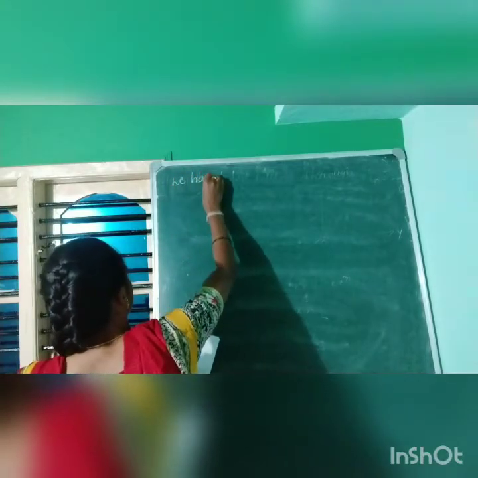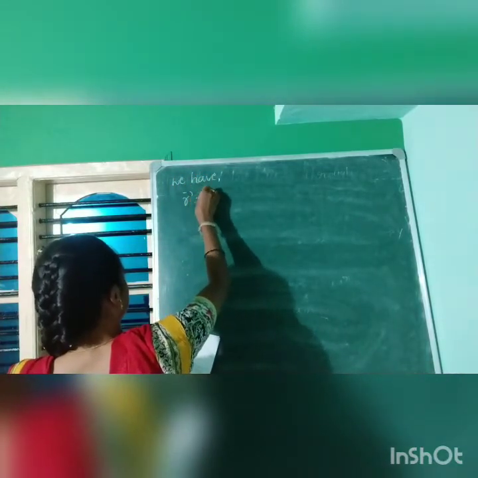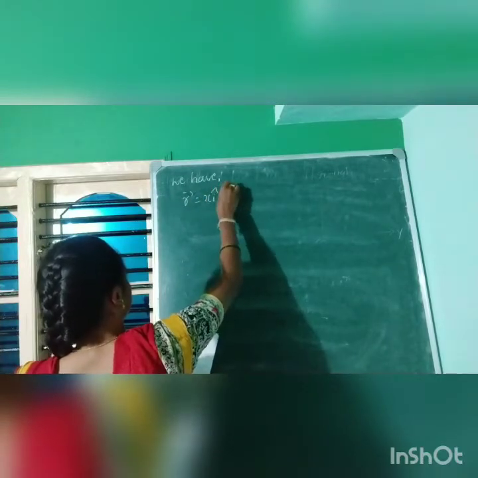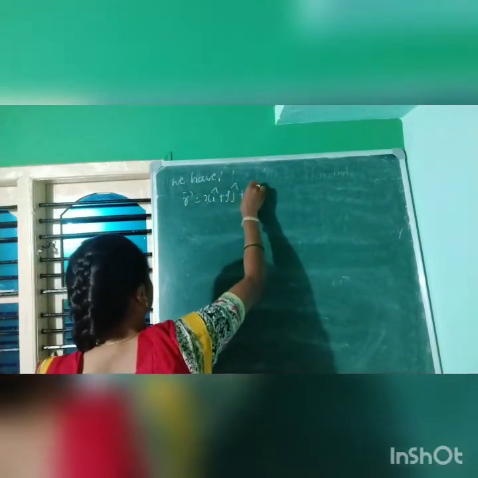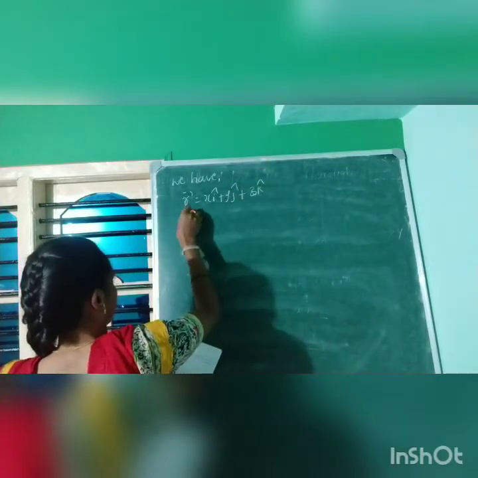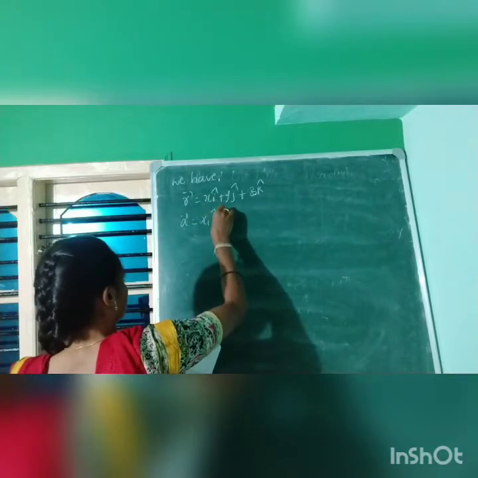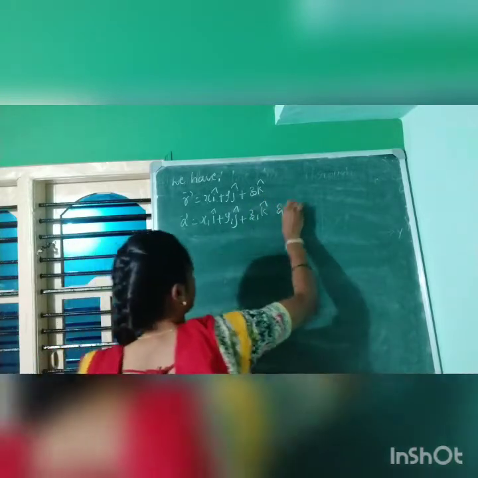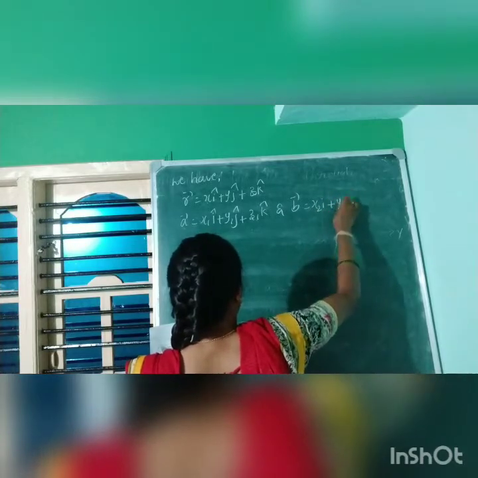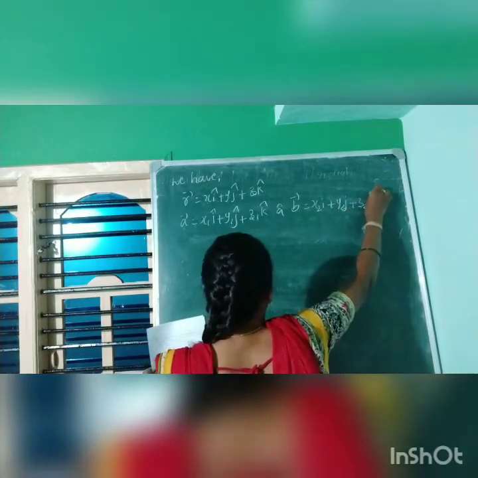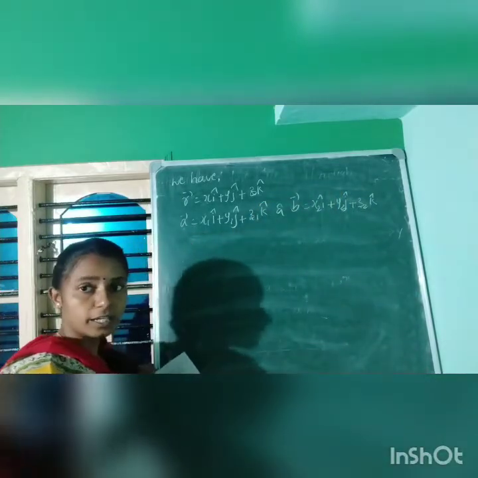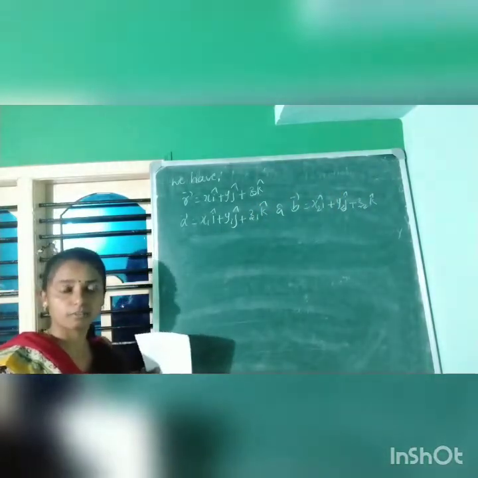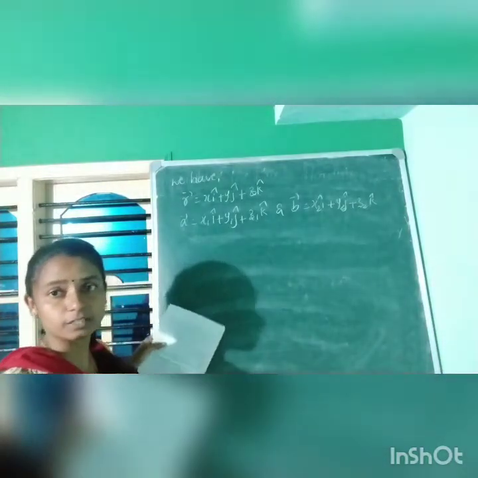So we have vector r is xi plus yj plus zk. Vector a is x1i plus y1j plus z1k, and you can write vector b as x2i plus y2j plus z2k. Okay, now you just substitute these vectors in vector form and simplify, and there you will get the Cartesian form of the equation of a line.